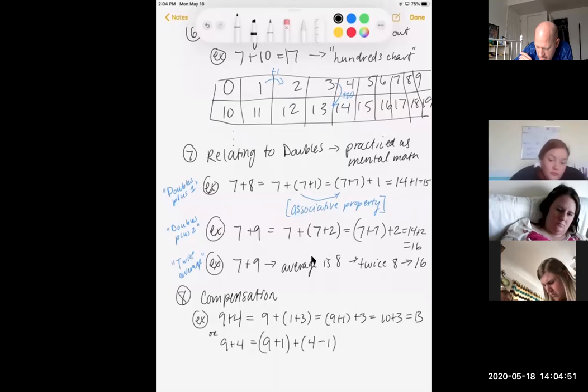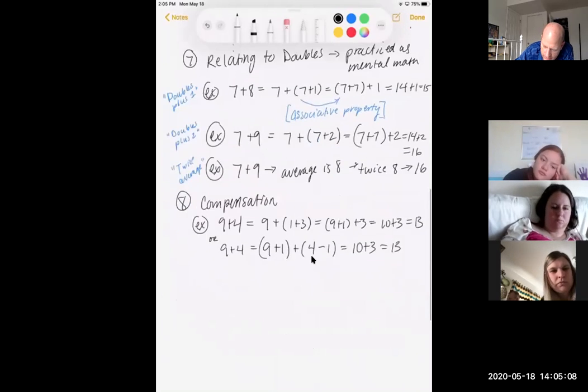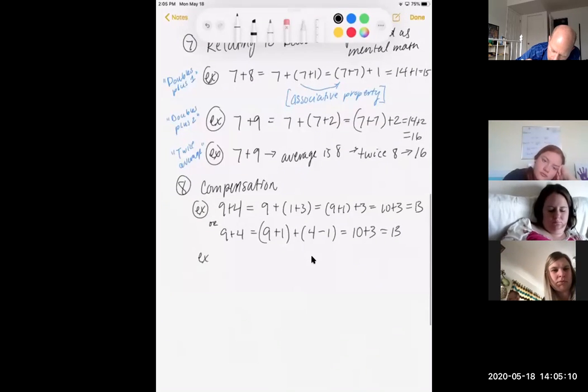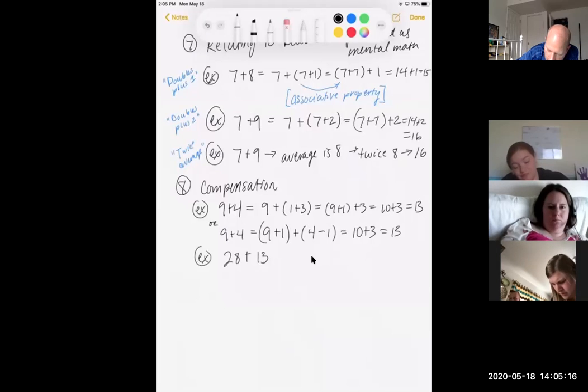This is a similar idea to what we just did. Okay. So I took 1 from the 4 and put it with the 9. And we have 10 plus 3 again, equals 13. Okay. Let's try another one of those, a little bit bigger. We're going to do 28 plus 13. Okay, we're going to use compensation, which is also practiced as mental math.